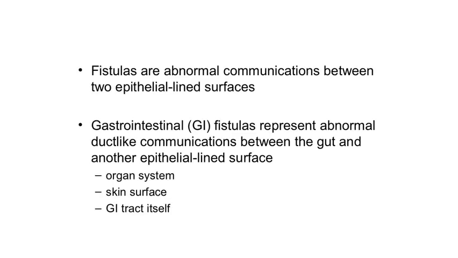ندخل على الموضوع التاني اللي هنشرحه النهارده وهو الجاستروانتستينال فيستولا. Fistulas are abnormal communication between two epithelial lined surfaces. Gastrointestinal fistula represent abnormal duct-like communication between the gut and another epithelial lined surface. Maybe organ system, maybe skin surface or GIT tract itself.